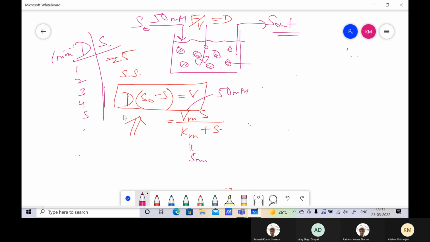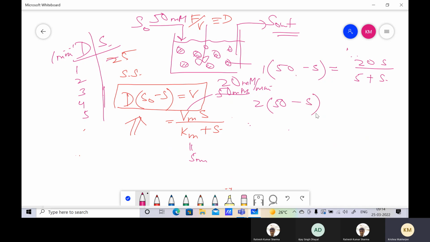So what do we get? 1 into (50 minus S), where 50 millimolar was the feed, and let us take Vm as something different, so that we know, let us say 20 millimolar per minute. 1 into (50 minus S) is equal to 20 S upon Km, which is 5, plus S. Can you, for example, now tell me what will be the value of S?